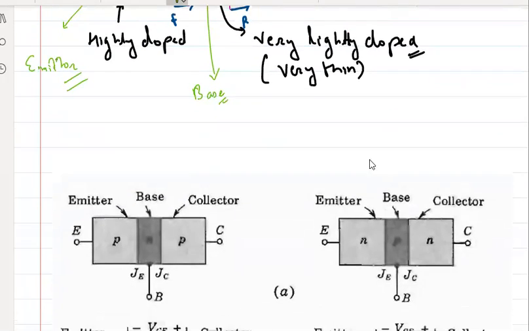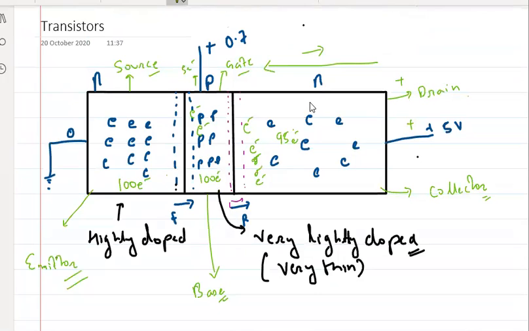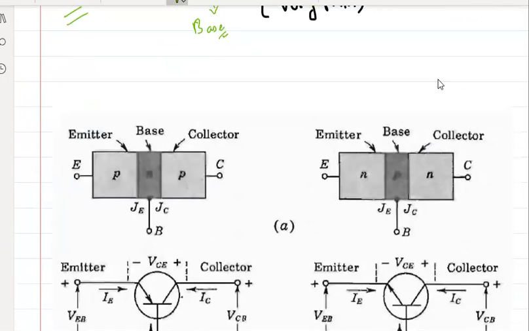So I will show you. Here I'm taking NPN. In the same way you can take PNP also. Yes or no? The only difference would be, instead of electrons, you can just see the movement of holes, even though it's electrons only, but we will talk about the movement of holes. Got it? Okay, let's see.